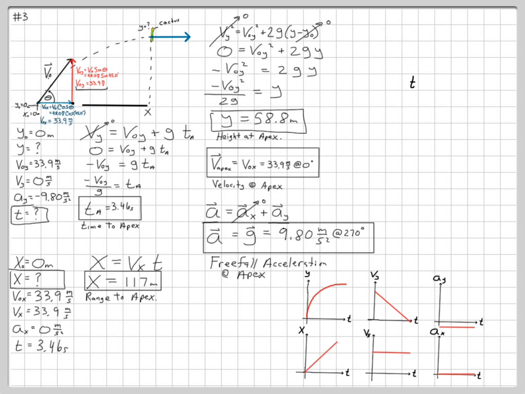What I'd like you to do is to consider the solution, the concepts inside of it, and then apply it to the workbook problem number 4. And the theory is you'll master these ground-to-apex problems. Pay particular attention to the decomposition part of that initial velocity vector, and then once you've got that down, it's simply two one-dimensional motion problems. Good luck.